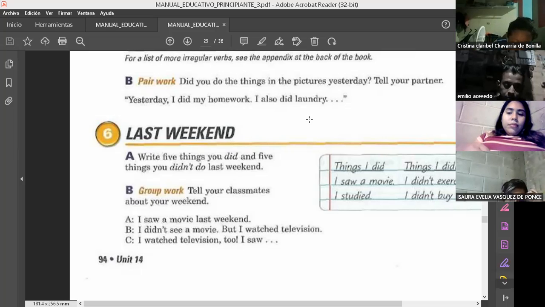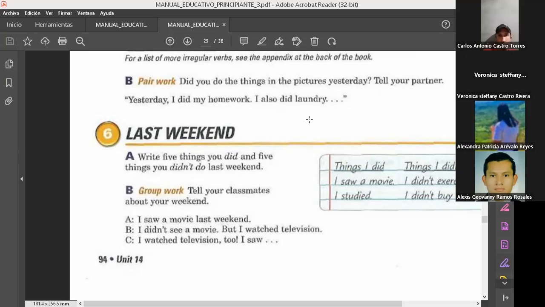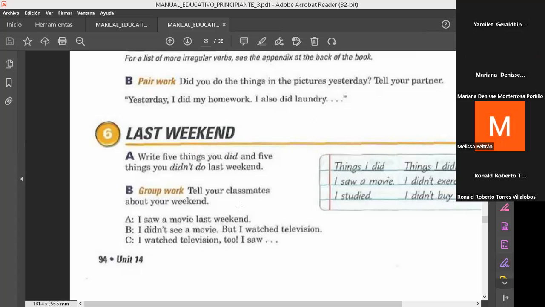Okay, guys, please. Last weekend, I went to the soccer field because I played soccer. And what did you do on the weekend? Play soccer and handball. Really? Do you like soccer? Yes, I like. Yes. It's incredible.